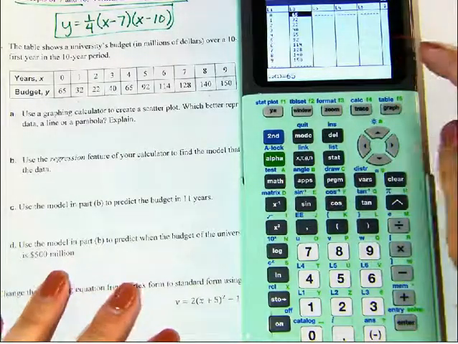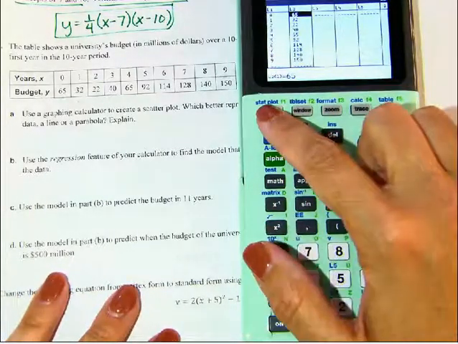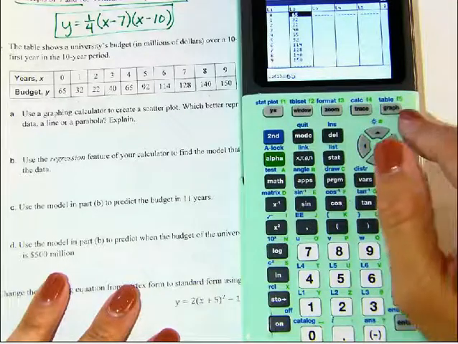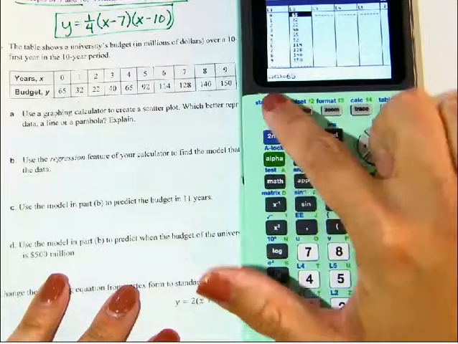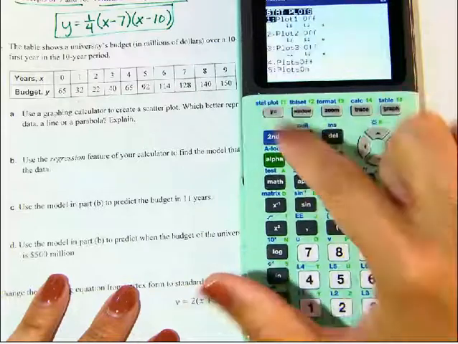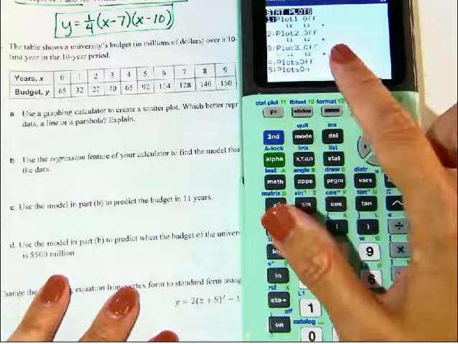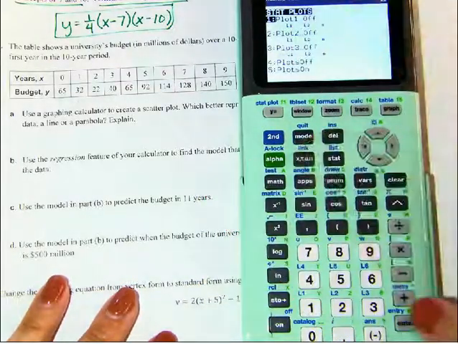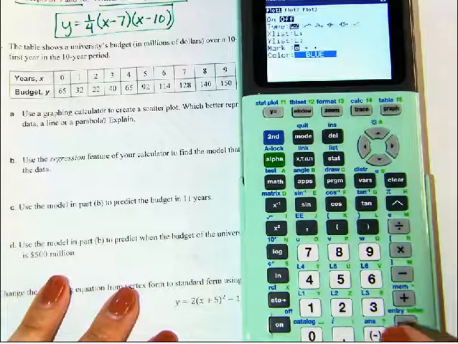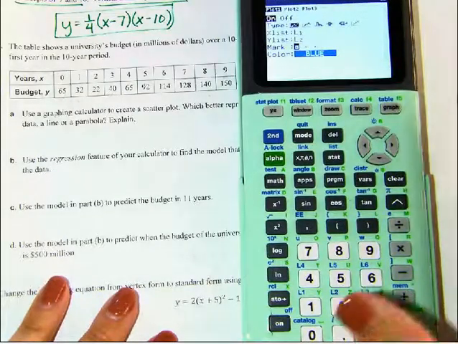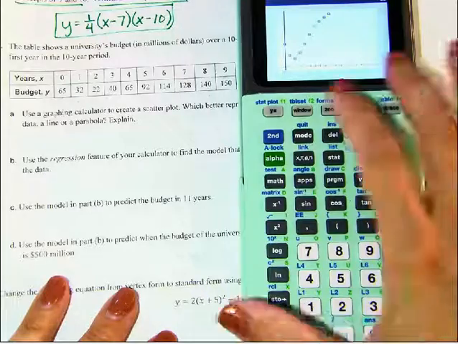Okay, then once you have them all entered, we want to make sure that we can see them on our graph. So if you go second, and then we want that stat plot, so we push that button. And you need to make sure your plot 1 is on and mine is off. So I'm going to push enter and turn it on. And then if I go to graph, it shows there.